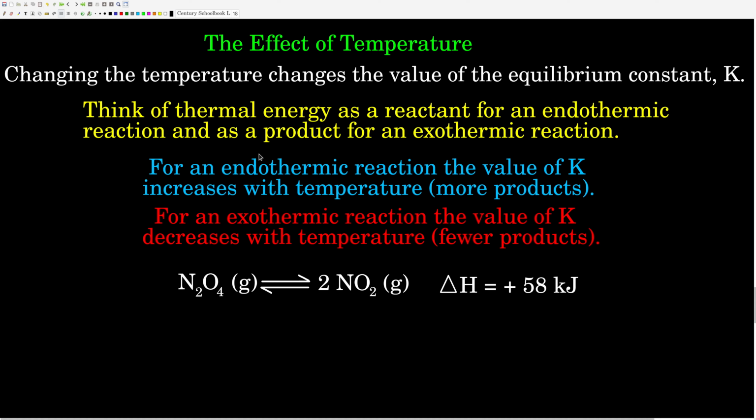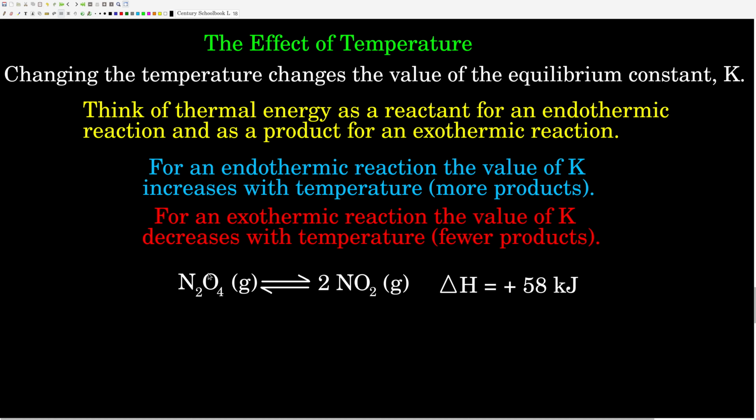It's a product. So for an endothermic reaction, the value of K increases with temperature. We get more products because in this case, we would think about the enthalpy, the energy, as a reactant. So we're adding more reactant, shifts to the right, we get more products. On the other hand, for an exothermic process, the value of K decreases with temperature. As we increase the temperature, the size of K gets smaller, which means we shift the equilibrium to the left. There are fewer products, more reactants.